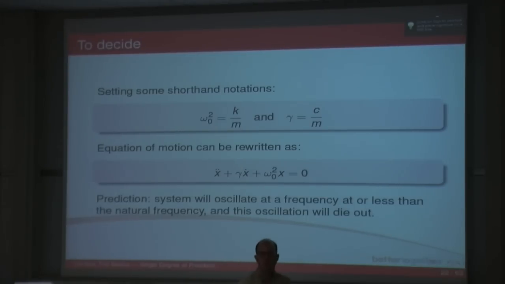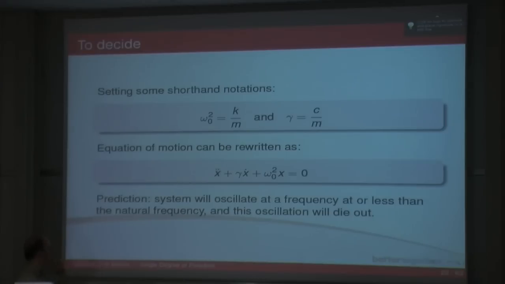I'm going to make a prediction. I'm going to predict that the system is going to oscillate at a frequency at or less than the natural frequency of the system. If you think about it, if there's damping, the thing's going to be a bit slower than when it's freely oscillating. Yeah? Does that make sense to you? Trust your intuition. If the thing is going to have some damping, it's going to oscillate a bit slower than it would if there was no damping.